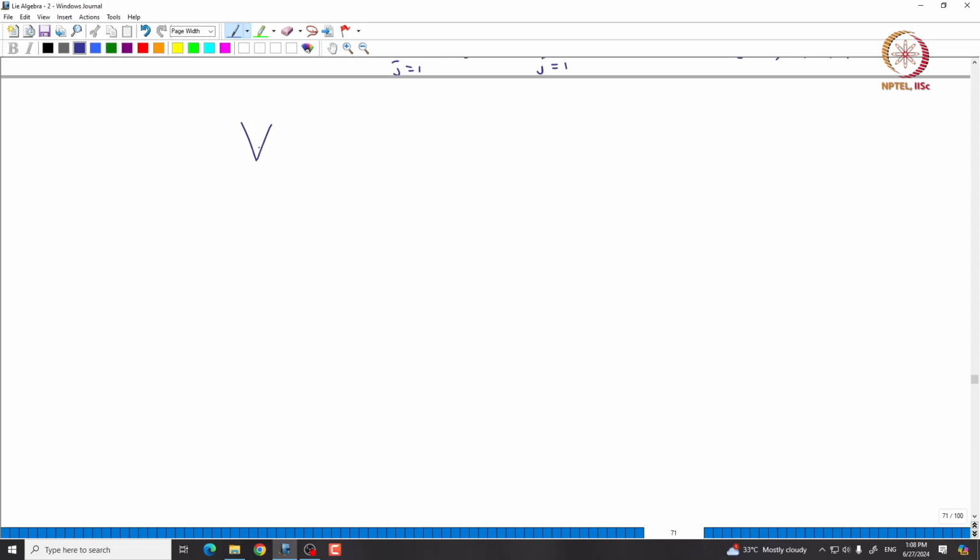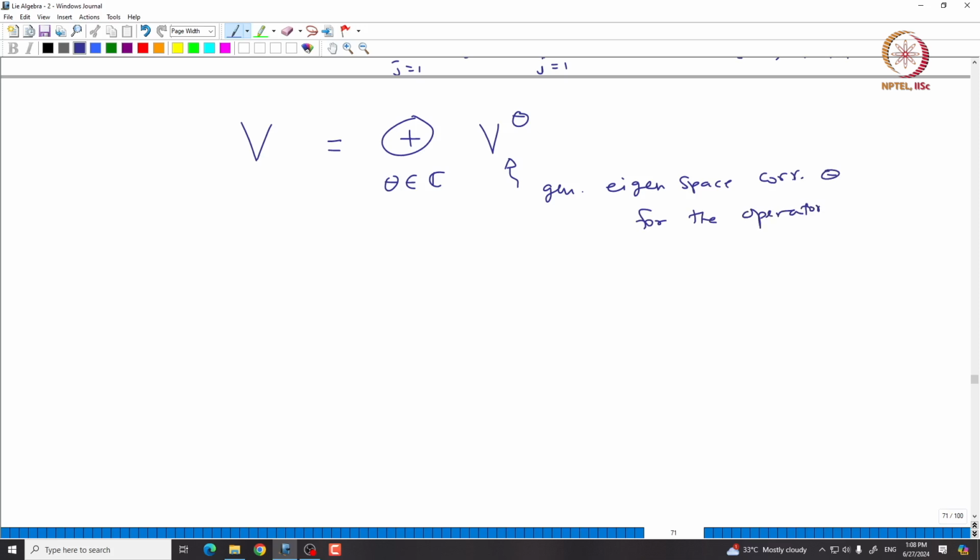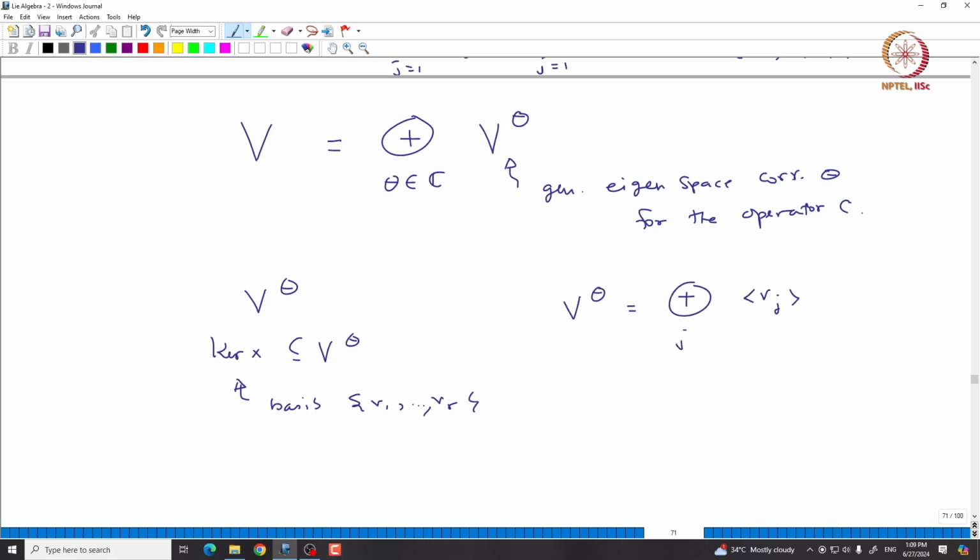So, what is the procedure? You take V, first write it as a direct sum of V theta, where theta comes from the eigenvalues of C, and V theta is the generalized eigenspace corresponding to the eigenvalue theta for the operator C. Okay, then you focus on V theta. Look at the kernel of x inside this V theta. Take a basis of this, call it V1 through Vr. Then this V theta is nothing but the submodule generated by the Vj's, j ranging from 1 to r.